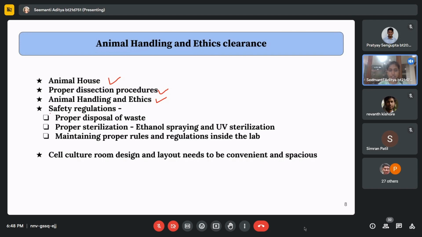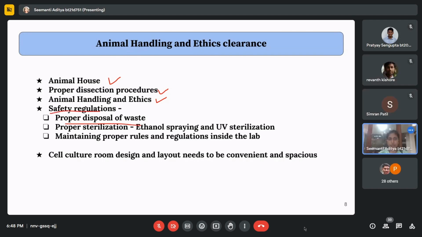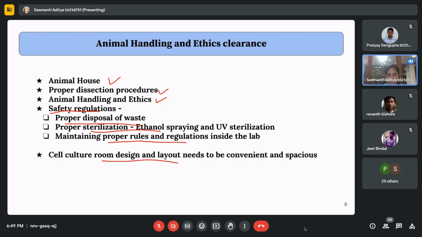The safety regulations also include proper disposal of animal waste, because we don't know what kind of treatment that animal was going through, or what kind of drugs it was fed. So whenever we are working with animals, the waste has to be properly disposed of, properly labeled, and not just thrown around. It has to be properly sterilized. Ethanol spraying and UV sterilization are a must. Also, proper rules and regulations need to be followed. And the cell culture room design and layout needs to be convenient and spacious according to the requirements of whatever animals we are working with.